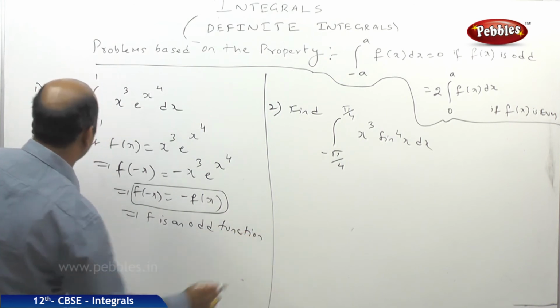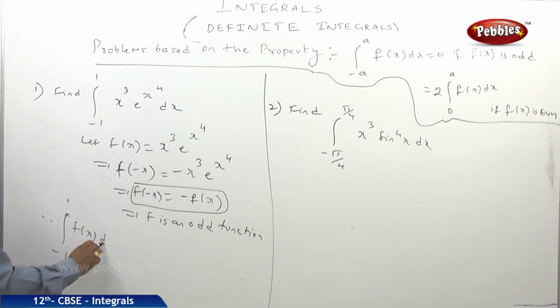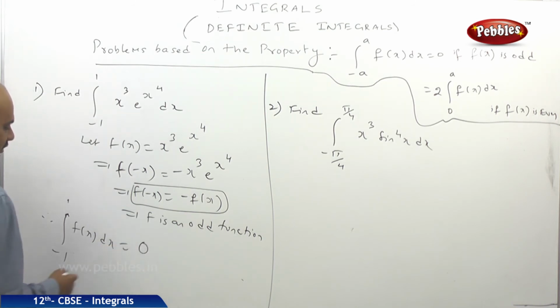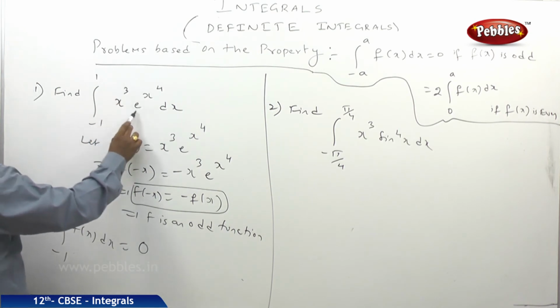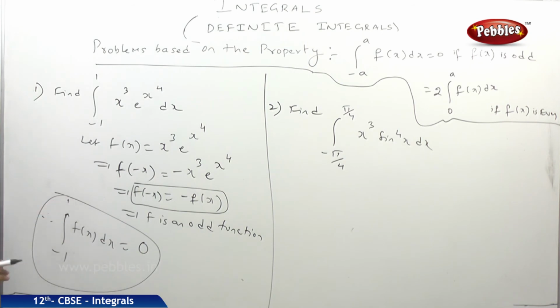If f is an odd function, definitely what can I tell? Integral of minus 1 to 1 f of x dx is equal to 0. Therefore, finally, what is our answer? Integral of minus 1 to 1 x cube e power x power 4 dx will always be equal to 0. You should remember this. Copy this.